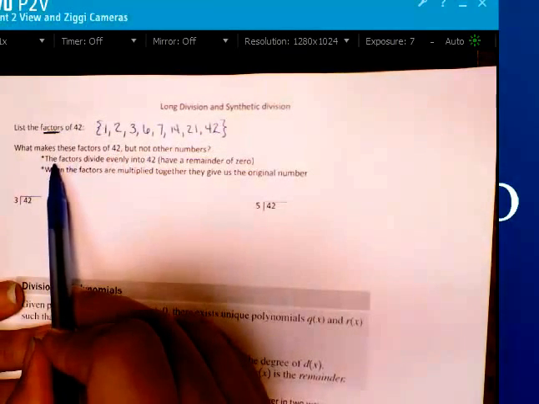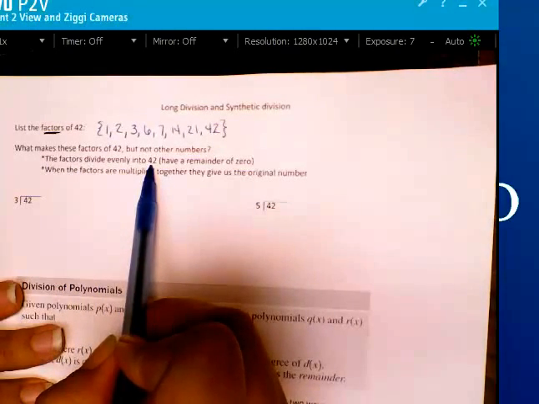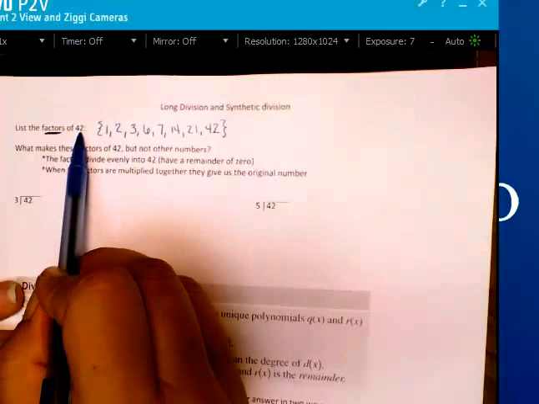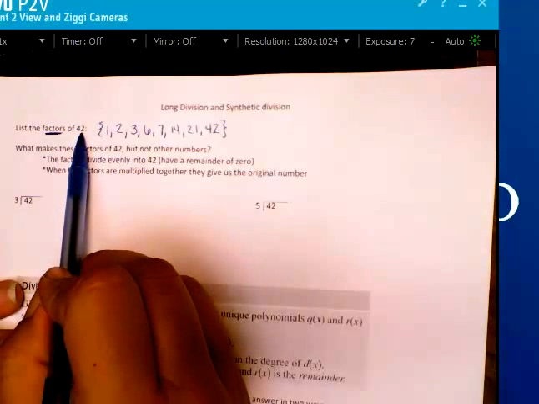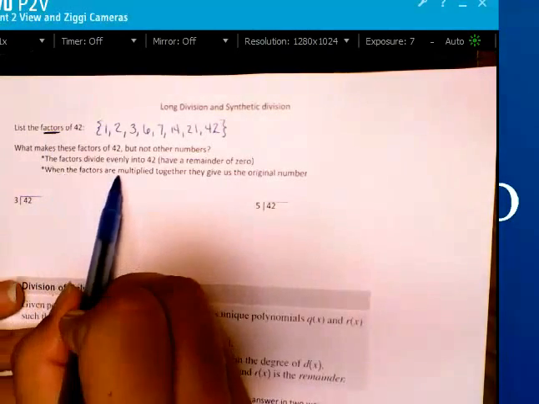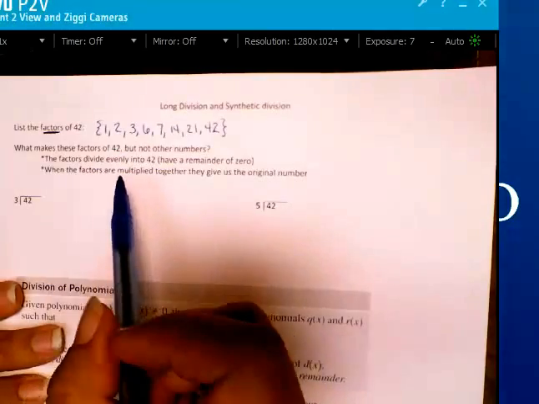Well, it means two things. It means that the factors divide evenly into 42, meaning that they have a remainder of 0. So if I do 6 divided into 42, that gives me 7. It divides evenly, therefore it is a factor. And then when the factors are multiplied together, they give us the original value.